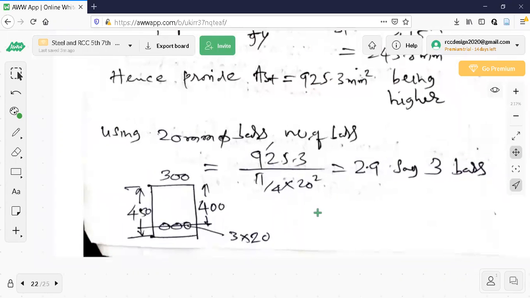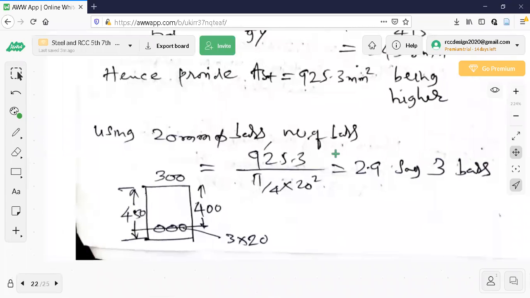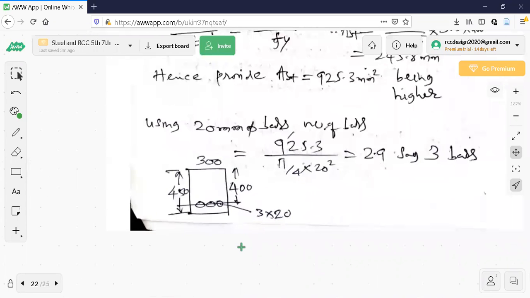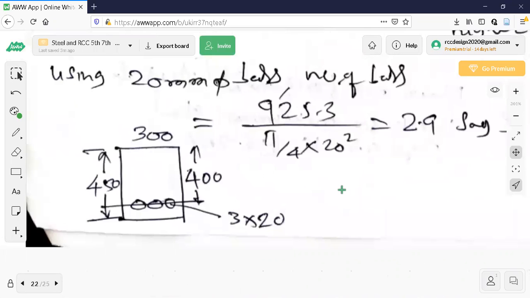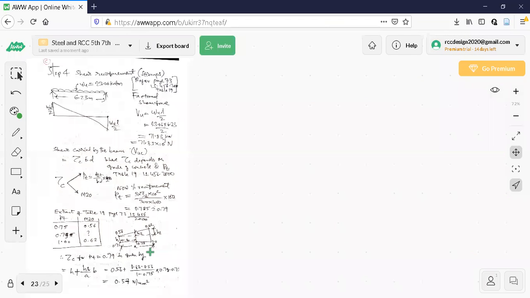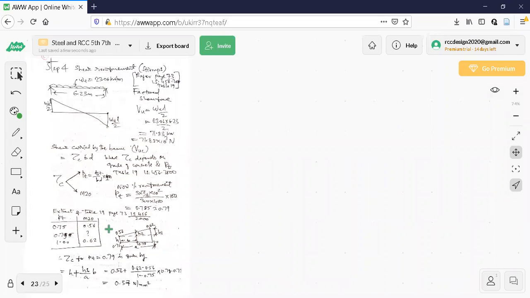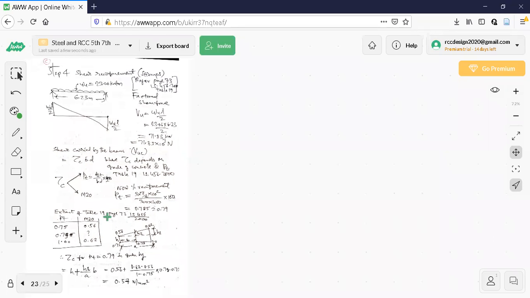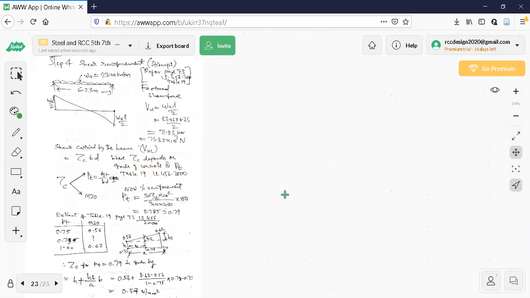Now I am using the same bars, 3 bars of 20 mm diameter. If you find out AST, which is 3 into pi by 4 into 20 square, it will be more than this. I need that actual value also later. But here I will say I will provide 3 bars of 20 mm diameter. AST is calculated, so cross-section dimensions are finalized, and how many bars of what diameter is also there. Actual design is over now, but still shear reinforcement is left. Only once the shear reinforcement is done can I say design is complete.